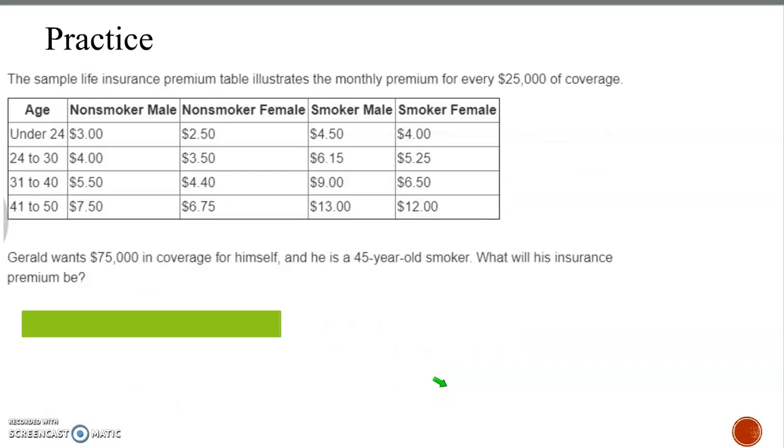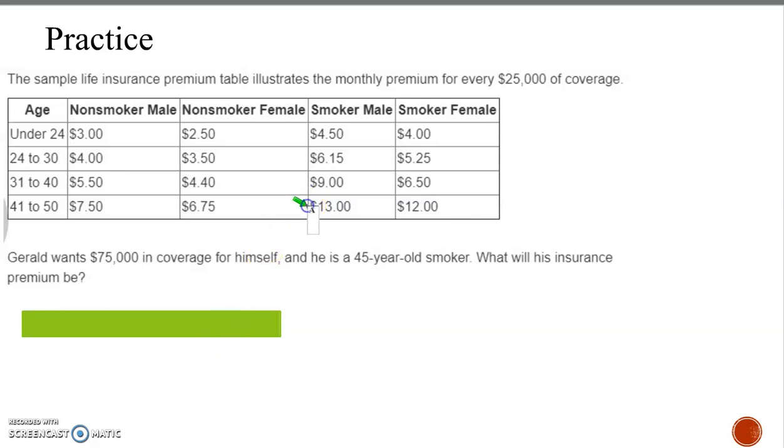Okay, some more practice. The sample life insurance premium table illustrates the monthly premium for every $25,000 worth of coverage. So again, we're using the same type of table. Gerald wants $75,000 in coverage for himself. He's a 45-year-old, so we're going to look in this row. He is a smoker and a male, so we have to look here. What will his insurance premium be for $75,000 worth of coverage?